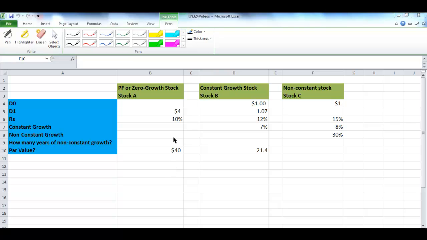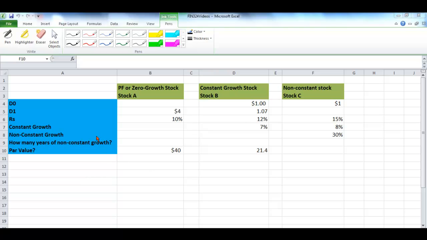I'm going to go ahead and calculate all three of the stock valuations that we're going to see in the chapter on stock valuation. But I'm going to start, whereas our book starts at the end at the zero growth, I'm going to start with a preferred or zero growth stock, stock A. And I'm going to migrate to the constant growth stock, stock B. And then I'm going to end with a non-constant stock, which will be stock C.